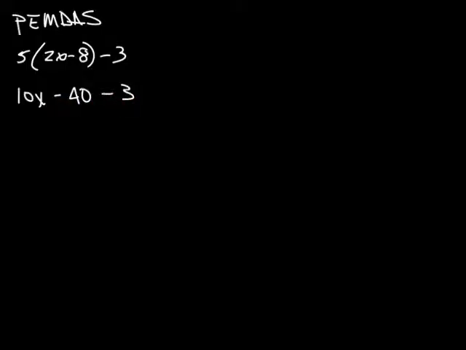Do we have any like terms there? Well, yeah, we sure do. These right here are like terms because they don't have any letters. So I end up with 10x, minus 40, minus 3 is negative 43. I'm assuming you know how to add and subtract negative numbers at this point. If you don't, holler, and I'll help you with that.